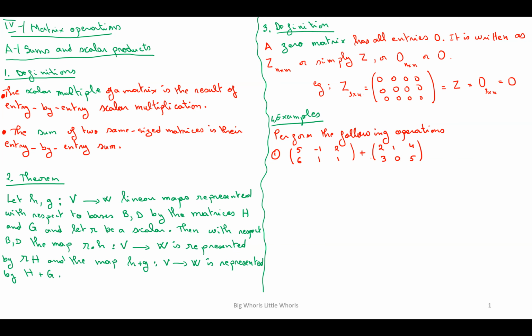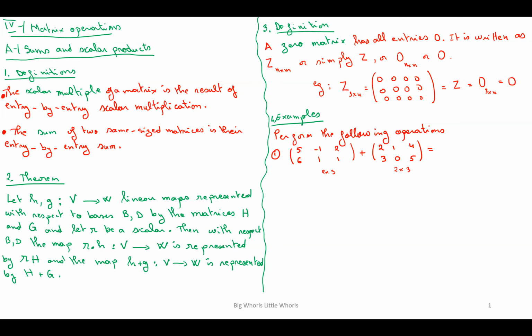We are talking about the sum of 2 matrices, and the definition says the sum of 2 same sized matrices. So before we do the operation, we have to make sure that the 2 matrices have the same size. The first matrix is 2 by 3, and the second matrix is 2 by 3. So bingo, they are same sized matrices. We can do it, and the definition tells us that we do the entry by entry sum.